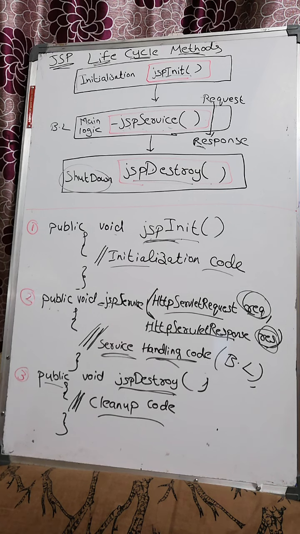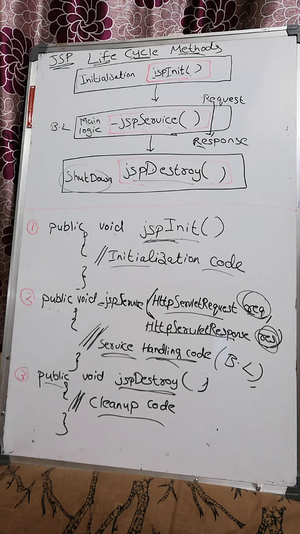Any relinquishing of resources, such as a database or file, or some other thing, any releasing code or cleanup code can be kept in this JSP destroy method. So these are the three important JSP lifecycle methods.